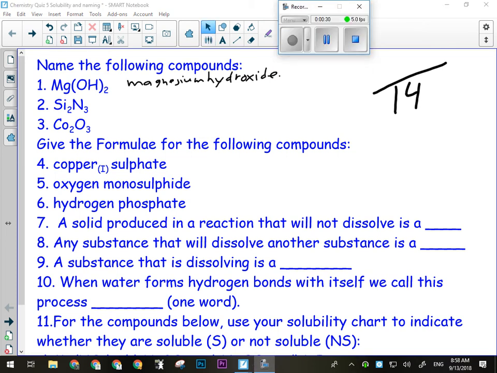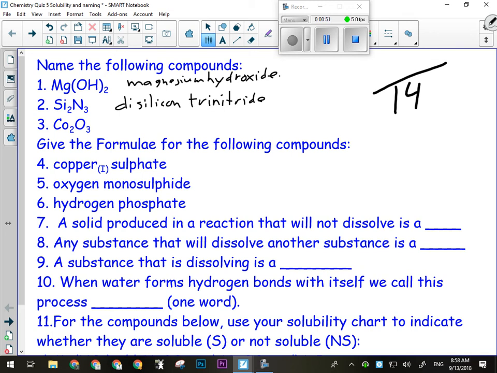All right, and then for number 2, we've got a molecular compound containing silicon and nitrogen. So this is going to be disilicon trinitride. No capital letters on these guys. If they got capitals, they're not right.